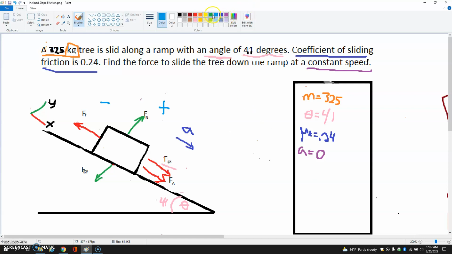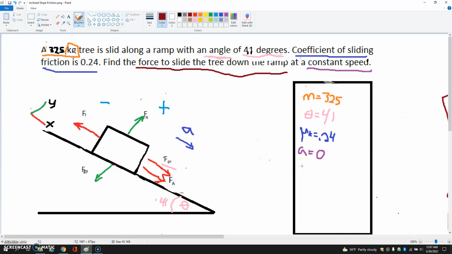And the hardest one. Now this one is tricky. You can take a guess right now. It is in the last sentence. It is the force to slide the tree down the ramp. That is the last given.